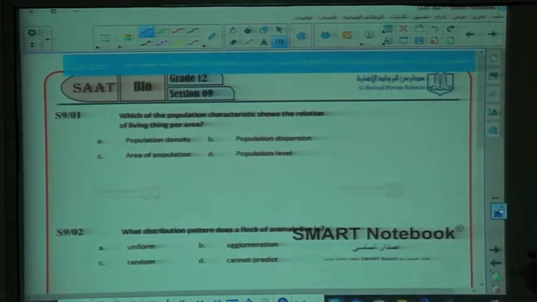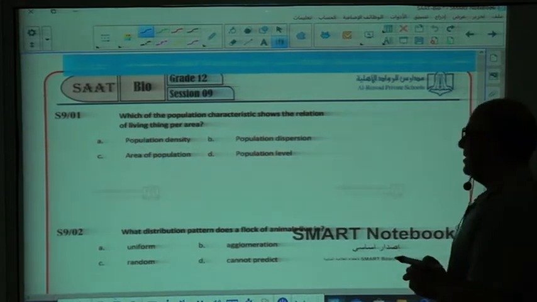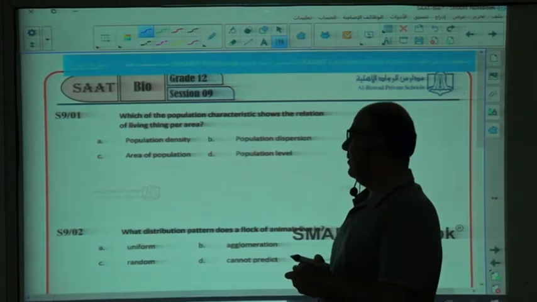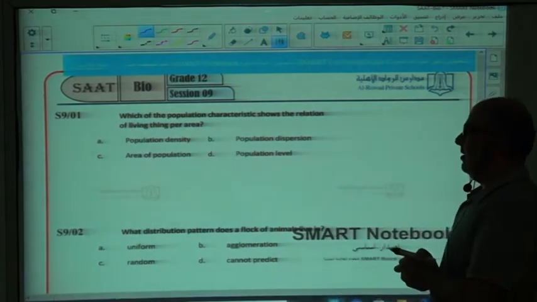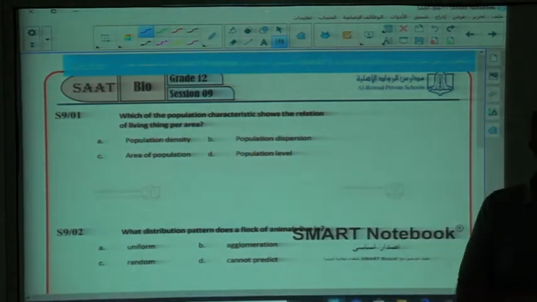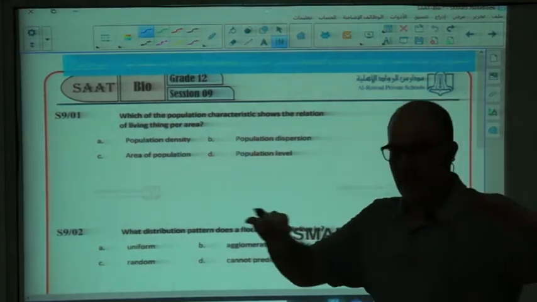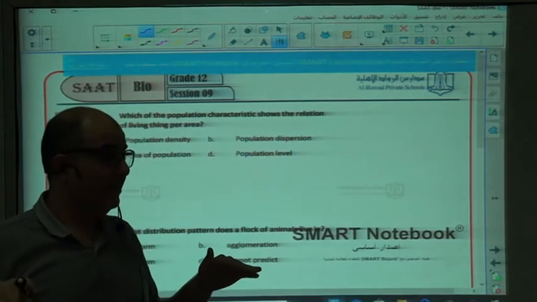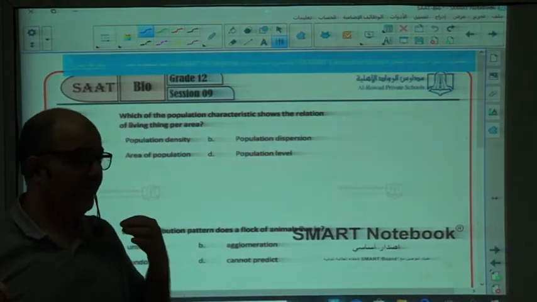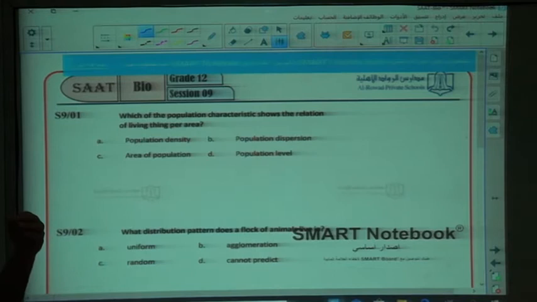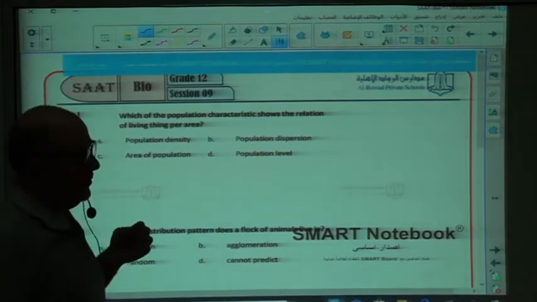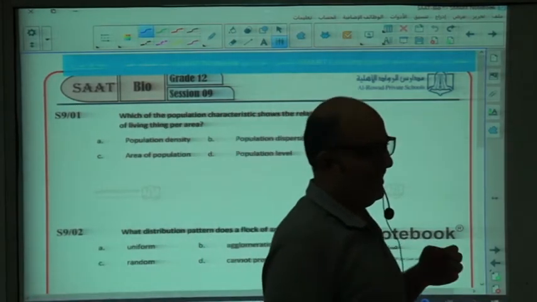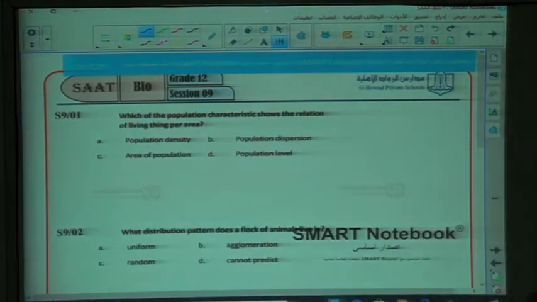Which of the population characteristics shows the relationship of living things per area? When you divide the number of individuals over the area. Guys, when you divide, yes, density. Population density.